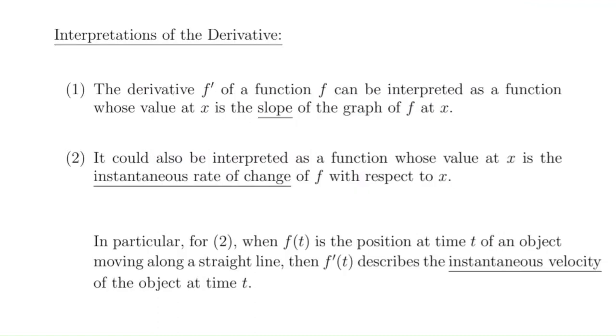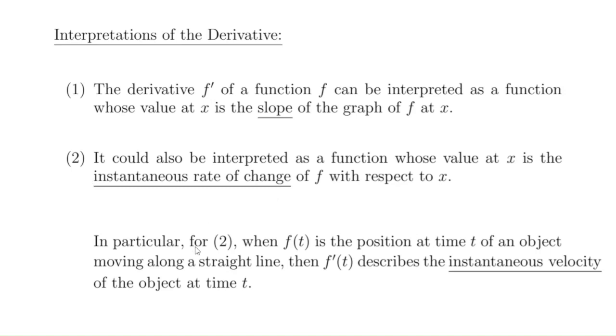So notice what we have here is really two different interpretations of the derivative. We could think of the derivative, f prime of a function, as a function whose value at x is the slope of the graph of f at x. So we think of a derivative as the slope, or the slope of the tangent line. That's how we initially started thinking about derivatives, in terms of the slope of the graph, or the slope of the tangent line. But we could also think of the derivative function as the instantaneous rate of change of the function f with respect to x. So we could think of derivatives in terms of slope of a tangent line, or in terms of instantaneous rate of change.